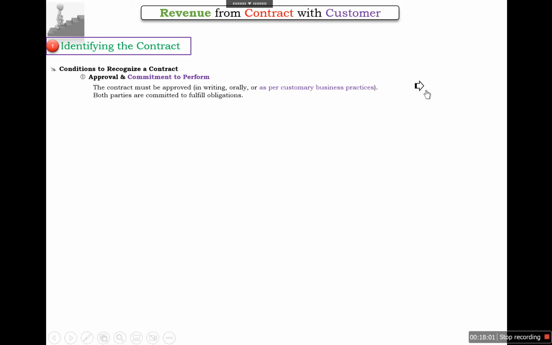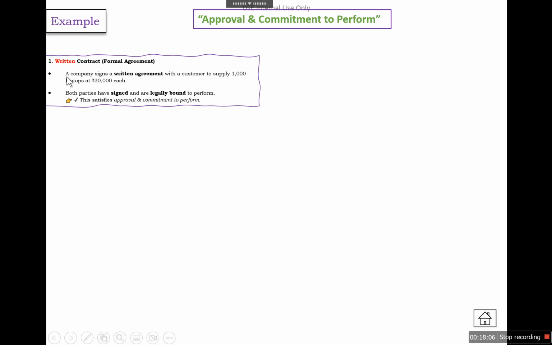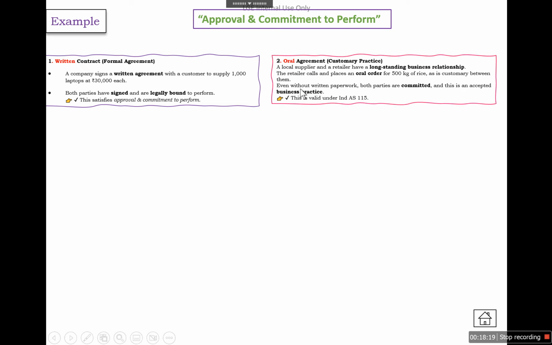So let's take some examples. For example, a company signs a written agreement with a customer to supply 1000 laptops at 30,000. So it is a written, signed contract and legally bound. So Ind AS 115 will be applicable.